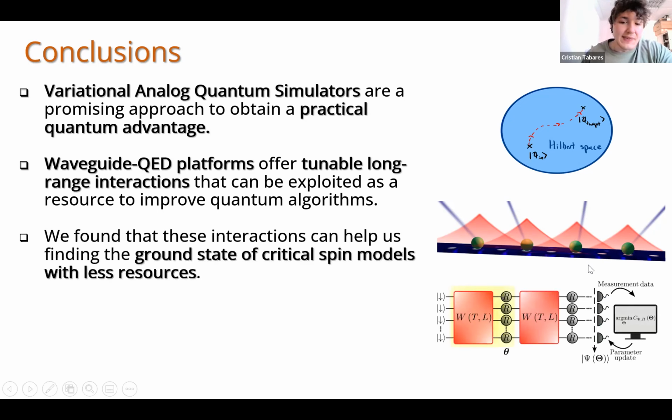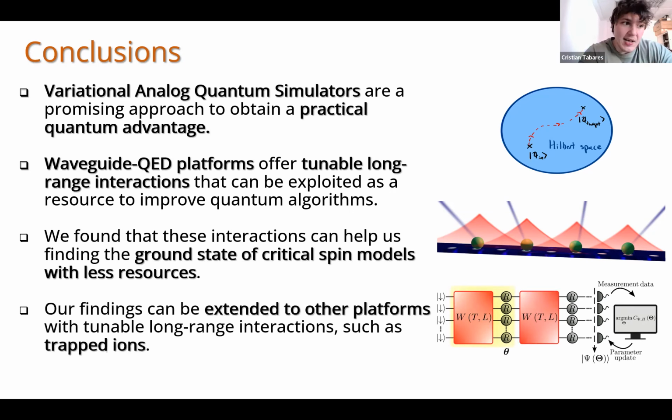We have actually found, considering our results, that these interactions can help us find the ground state of critical spin models using fewer resources, in this sense, a smaller number of interaction gates. So this is especially useful when we include models of noise.